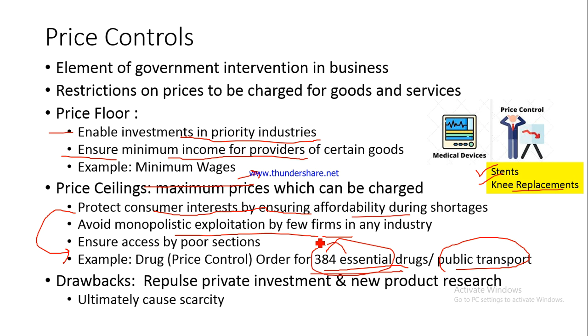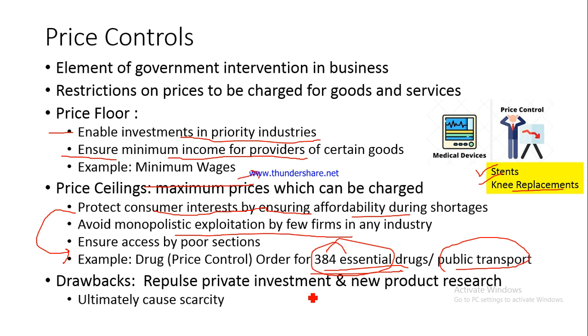But then there is a disadvantage, a drawback of price ceiling. What is the drawback? Naturally, if you are fixing a cap, fixing a ceiling on the prices, don't you think it will repulse private investment, because they would not be able to sell their product at a very high price, and they would not be able to earn a supernormal profit. So the private investment would be repulsed. Private firms would not want to invest in such sectors, because there has been a limit which has been fixed for the maximum prices that they can charge from the customers.